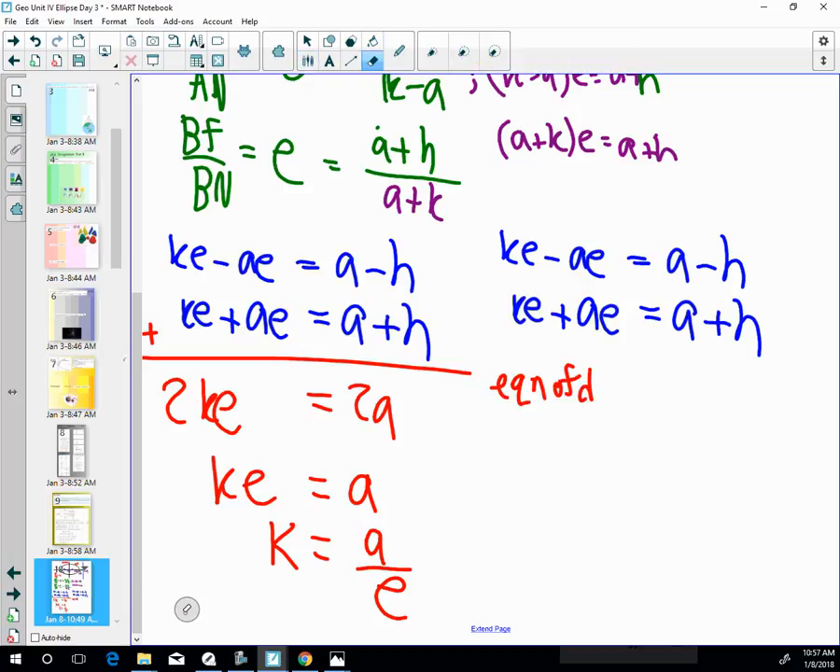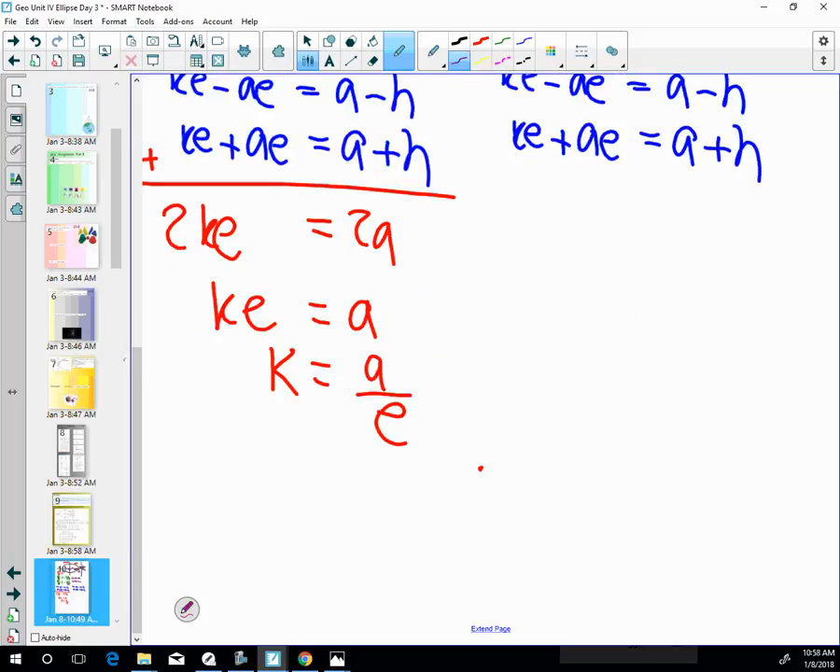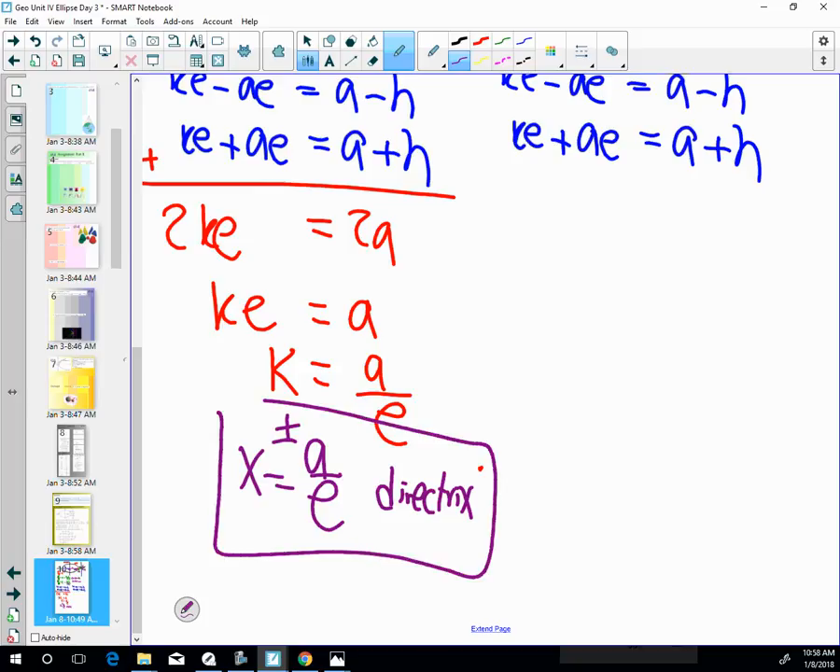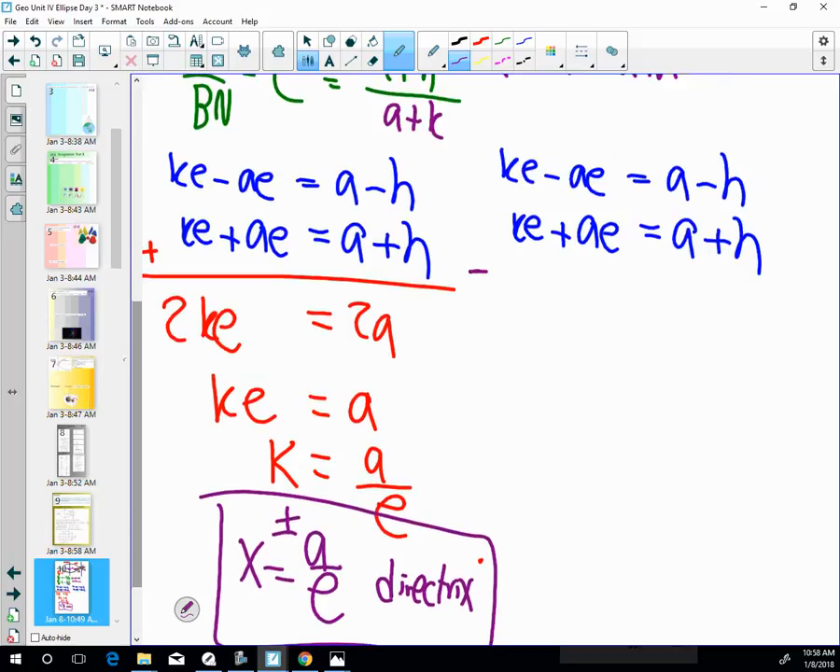Well, I shouldn't write that there. I should write it right down here. X equal to A over E is the directrix for a parabola. And there's one on the other side, so it'll be plus and minus. There'll be two of them. What do you think I'm going to do with this side? Any ideas?